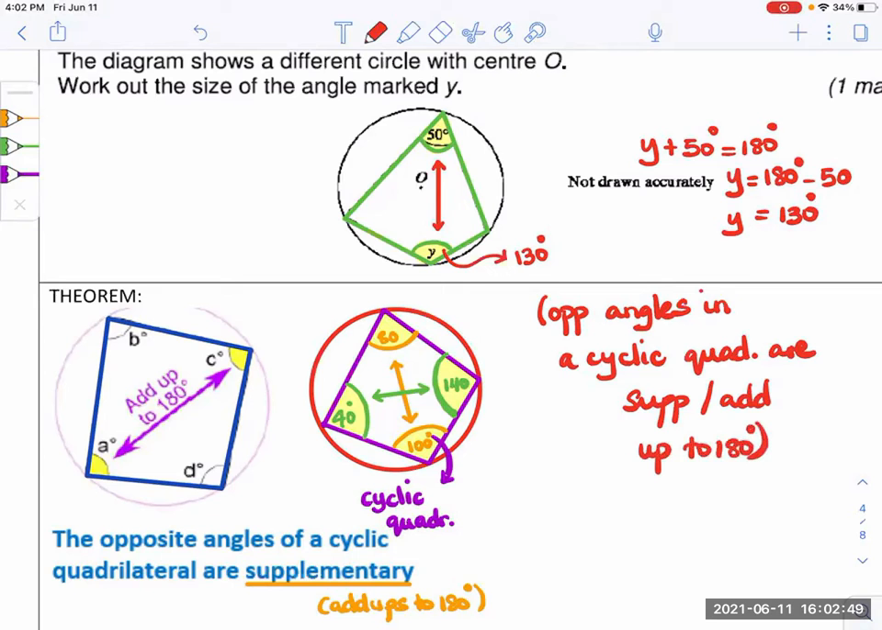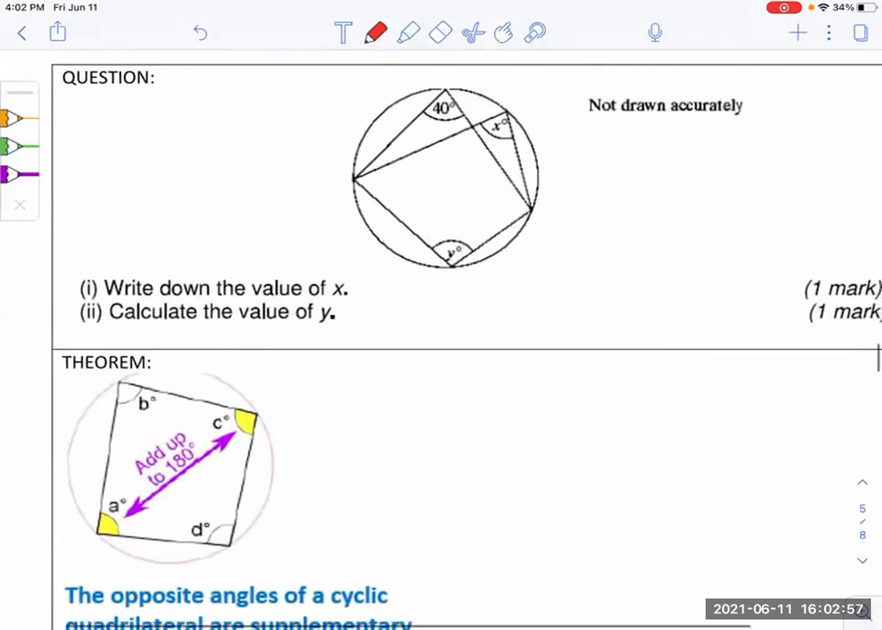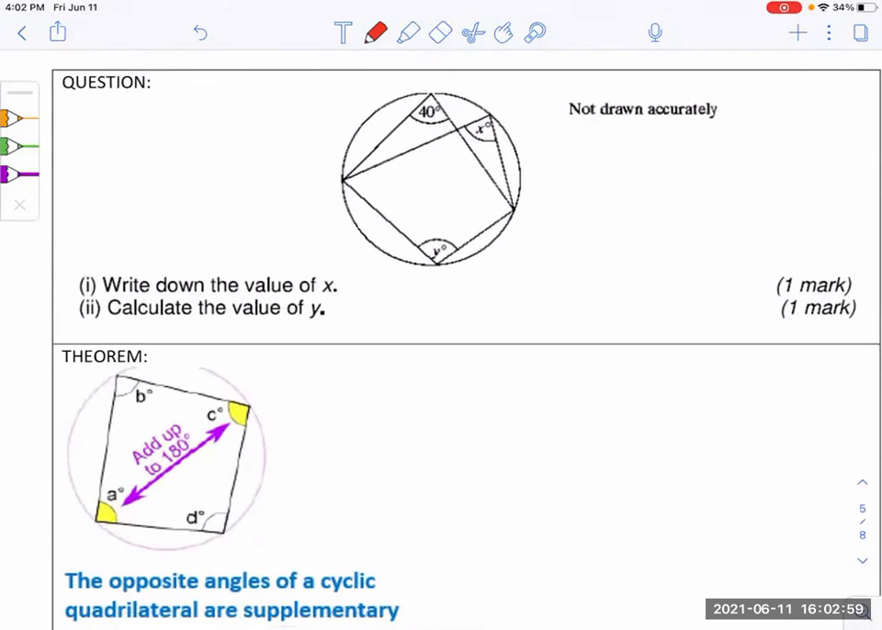Do you all understand that? Yes, miss. All right, we're going again. Without me telling you anything, see if you could figure out that question. See if you could identify the cyclic quadrilateral and see if you could identify the angles on the same segment.